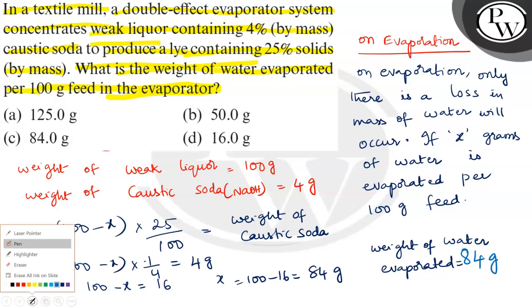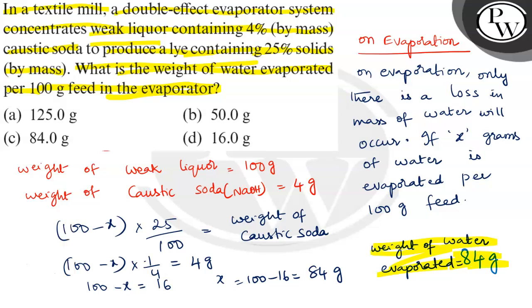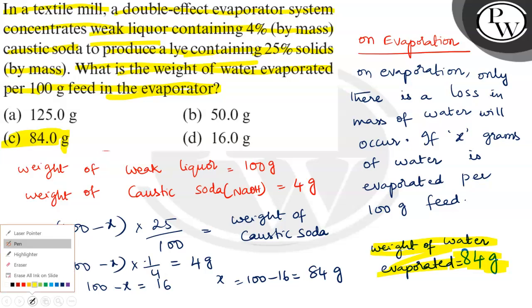Okay, this is the answer for our question. Weight of water evaporated is 84. So what is the option? Which option is correct? Option C, 84 grams is the correct one. Option C is correct. Hope you understood.